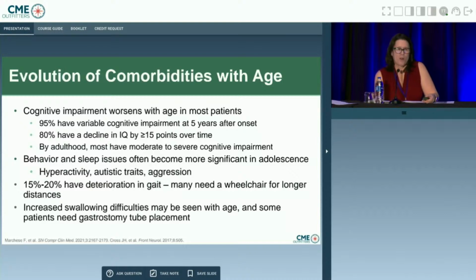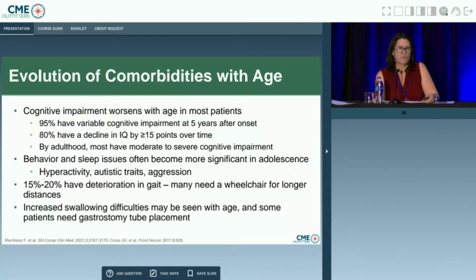The comorbidities evolve with age. Unfortunately, 95% will go on to have intellectual disability. 80% have a decline in their IQ by about 15 points or more. By adulthood, most have moderate to severe cognitive impairment. Behavior and sleep issues are a major problem. Nobody is sleeping in the house. The caregivers are not sleeping. Patients are not sleeping. The siblings are not sleeping. And then you have all of the behaviors that come.